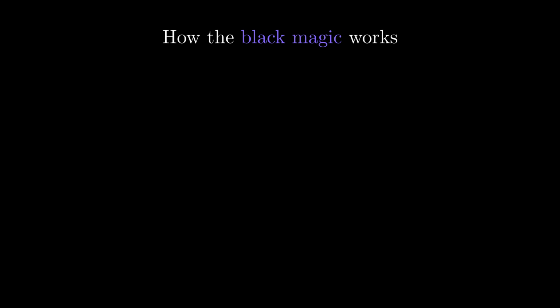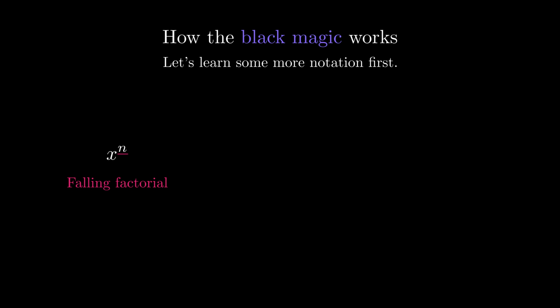Let's first figure out what's happening under the hood, and that will lead us to what the Stirling numbers are and why it works. To begin, let's introduce some notation. This looks a lot like a simple x to some exponent n, but this underline here indicates that we want what is called a falling factorial.